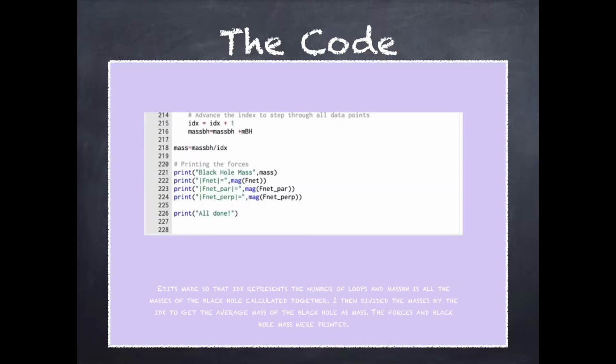And then lastly, we will edit so that the index represents the number of loops, and the mass BH is all of the masses of the black hole calculated together. I then divide the masses by the index to get the average mass of the black hole as mass. The forces and black hole mass were all printed.